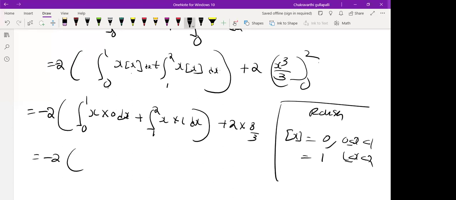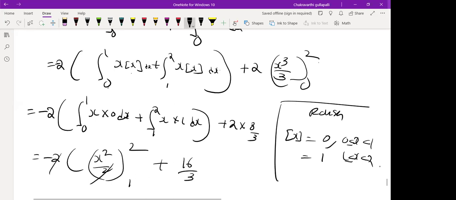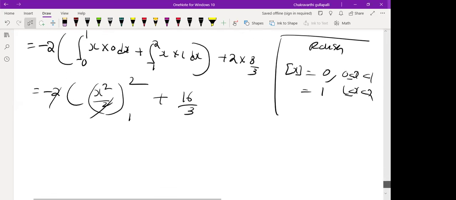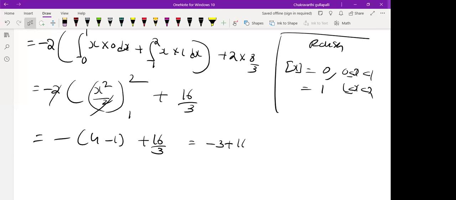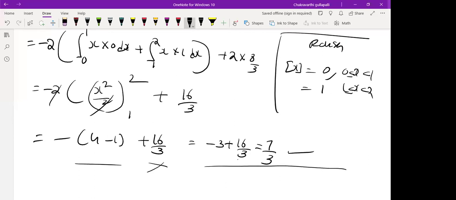Minus 2. X means x squared. Plus 60. This is minus 2 squared, 4, minus 3 plus 6, 7 by. Okay, this is the required integral form. So this is the required integral of that.